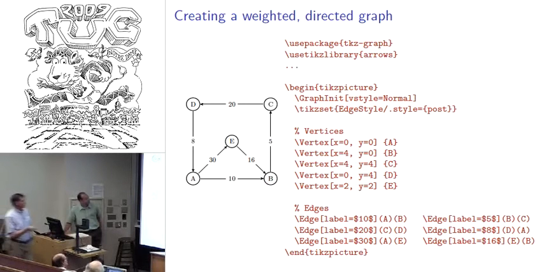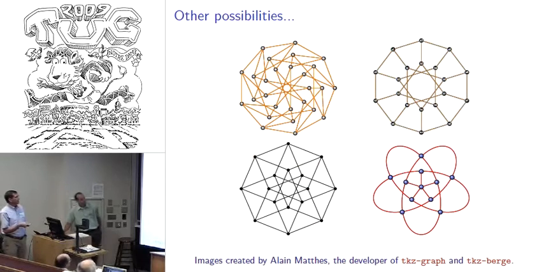What if you want edge weights? Not a big deal. Just add an extra option to each edge indicating what the label is. And if you don't like integer weights, you notice that this is mathematical TeX, so that could be anything you want. If you like integrals on your edge weights, have at it. Here, I didn't create these myself, but there's quite a large gallery of these named graphs.